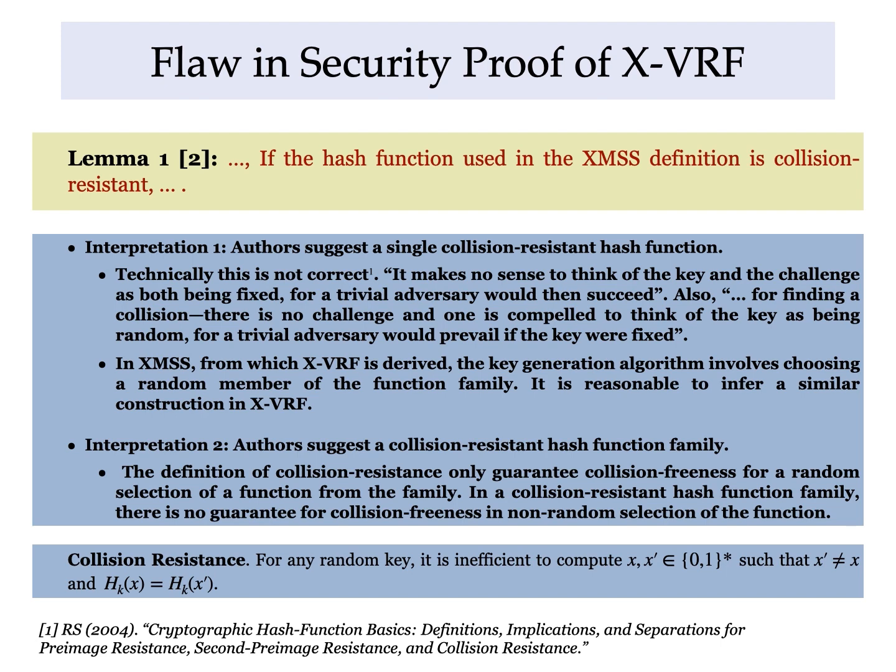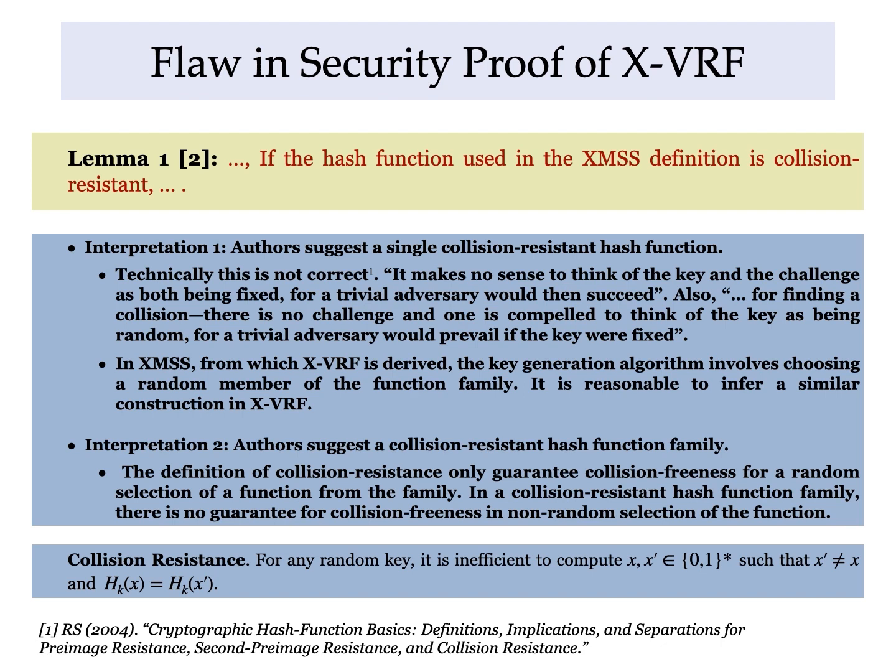And you can see in these quotes that a trivial adversary would prevail if the key were fixed, and it makes no sense to have both the key and challenge being fixed. And because in the collision resistance property, the challenge is not random, unlike second preimage resistance, the key should be selected randomly, and it cannot be any arbitrary member of the function family. And also, X-VRF is constructed exactly based on XMSS, and in XMSS we have a hash function family, and the key is selected randomly in the key generation procedure.